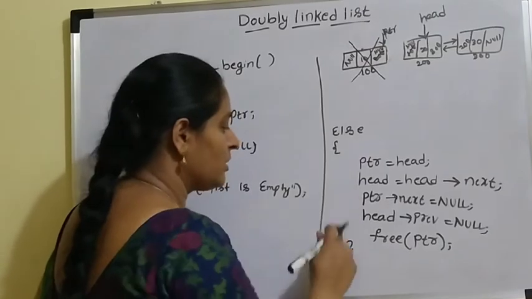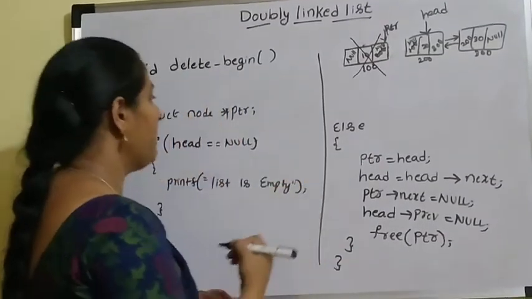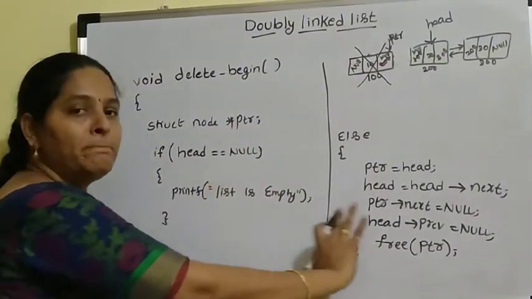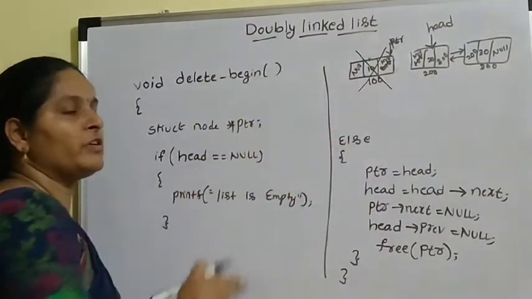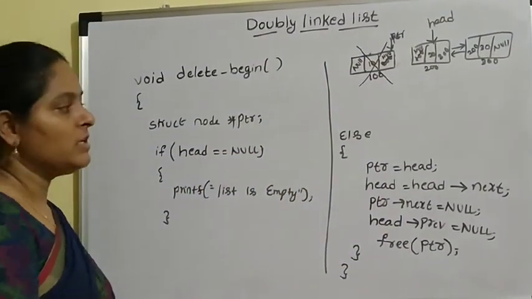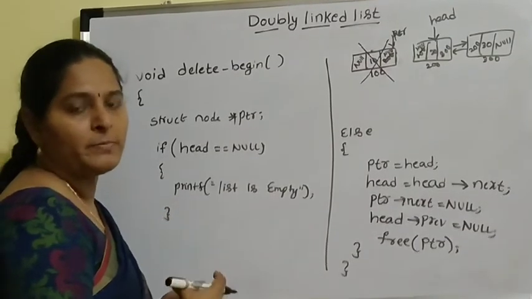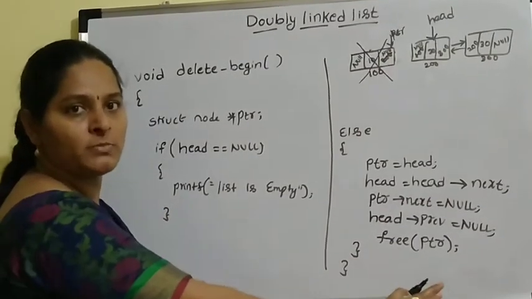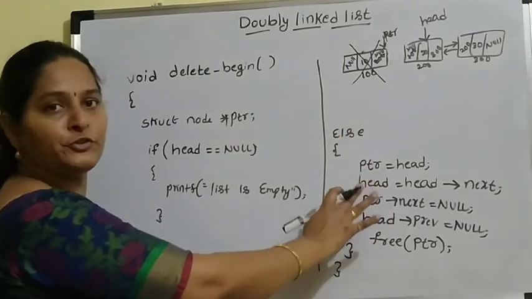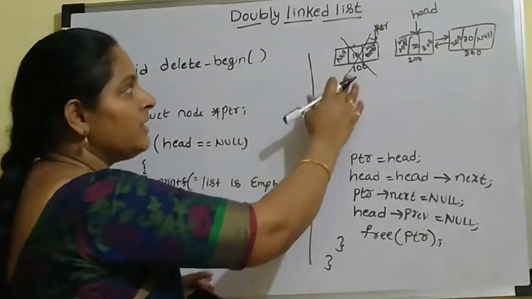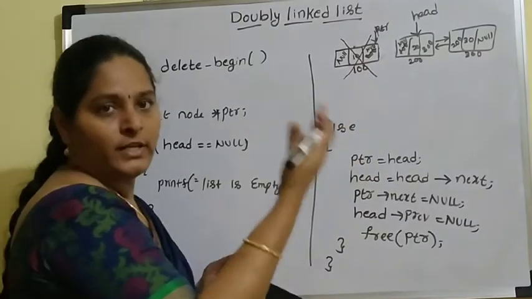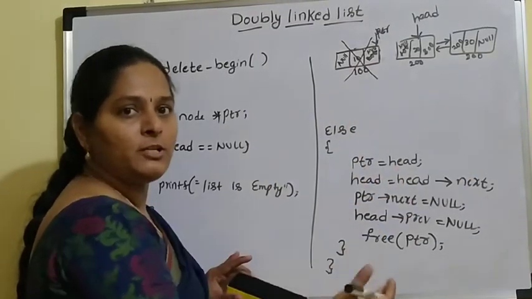So this closes the else function and the begin function. This is the simple logic for deleting the node from the beginning of the list. So first, we need to check whether the list is empty or not. If list is empty, deletion is not possible. If list contains few elements, then you have to perform either deletion begin or deletion end or deletion middle.